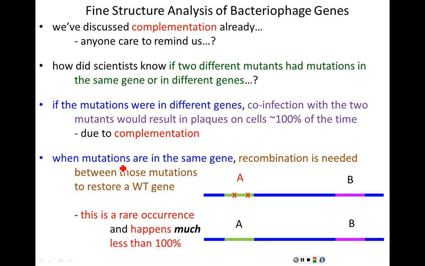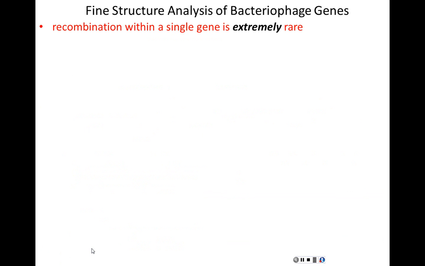But because these two mutations were in the same gene, complementation is not what happened. It's recombination that allowed the infection to occur. This is very, very rare because recombination tends to be rare events, and it happens much less than the 100% of the time we would expect to see if complementation was our cause.